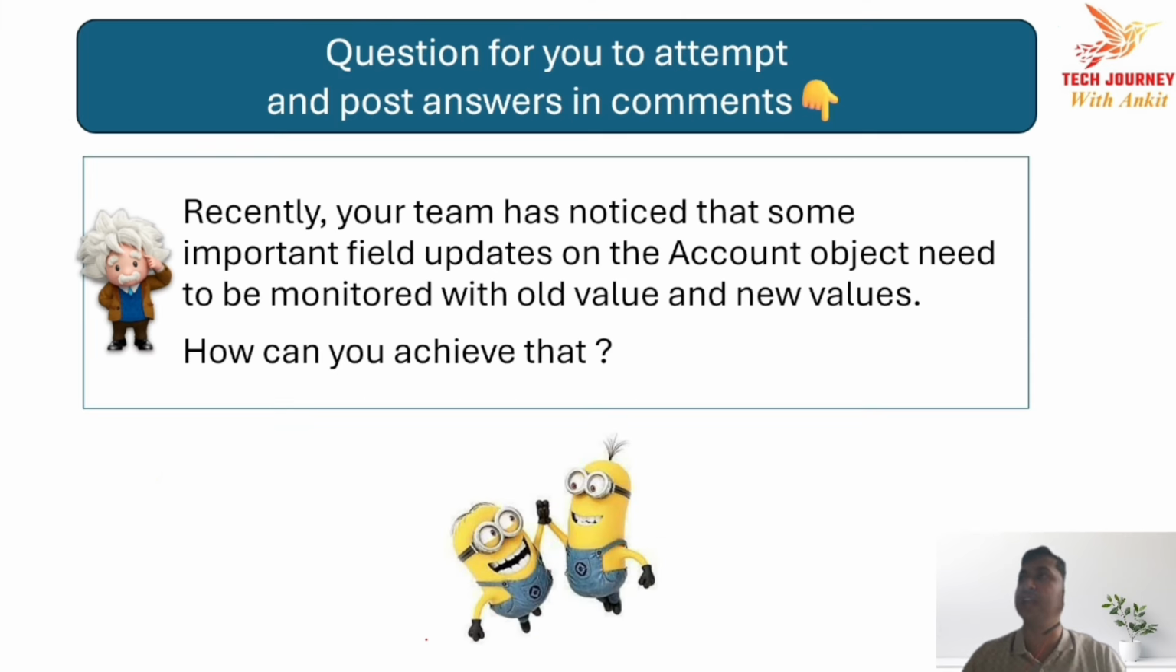Now there are a few questions that I want you guys to attempt and let me know the answers in the comment section. The first question here is, recently your team has noticed that some important field updates on the account object need to be monitored with the old values and the new values. So as soon as some key fields on the account object have been changed, they want to track what the old value was and what the new value is. How can you do that? What out of the box functionality in Salesforce will help you achieve this? Do let me know in the comment section.